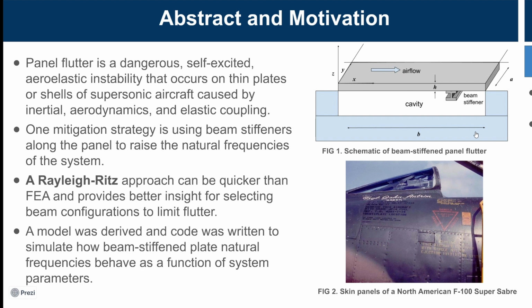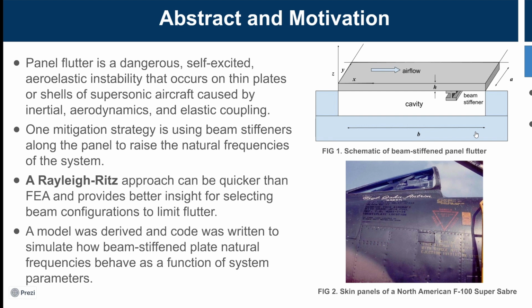In order to predict at what speeds panel flutter will occur with a beam stiffened plate, it's necessary to know the natural frequencies and the mode shapes of the beam plate system. FEA may be a first approach, but FEA has its disadvantages, especially if you need to cycle through many different beam configurations for the optimal solution. In this presentation, I present a different approach using the Rayleigh-Ritz method.